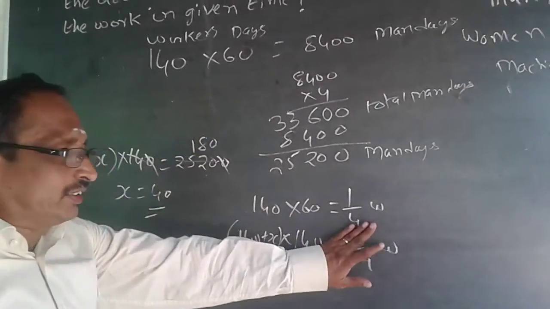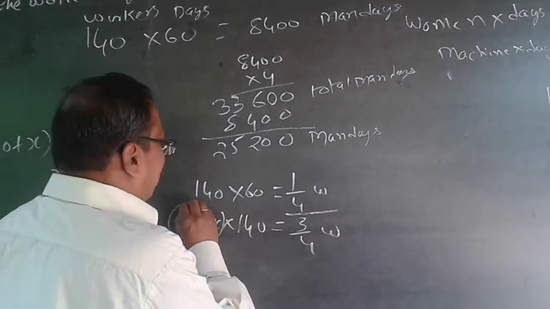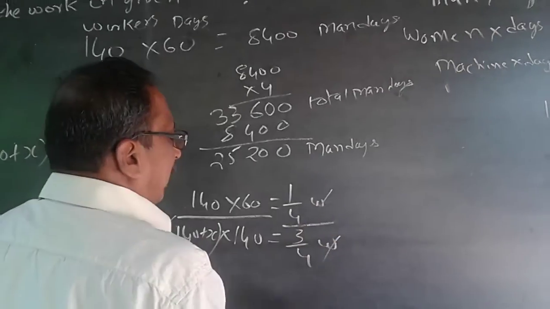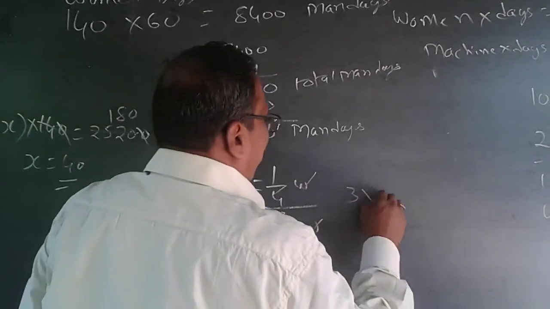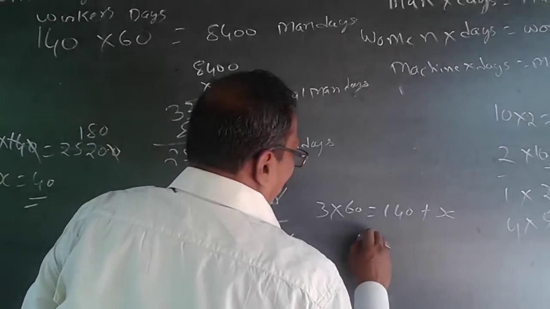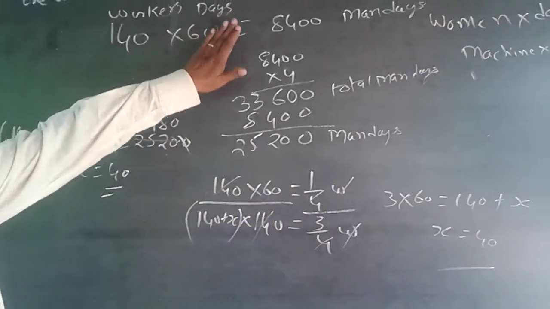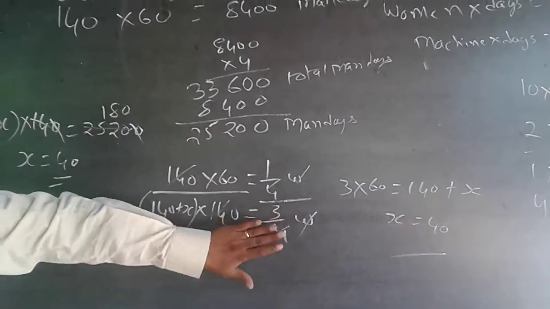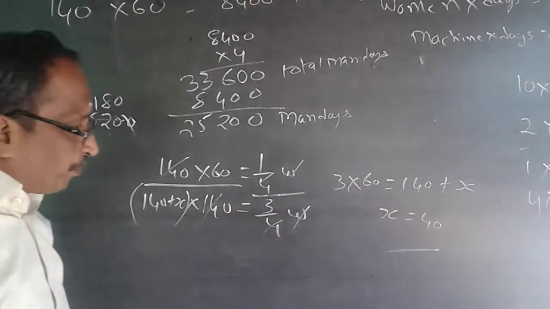Now I got two equations. The unwanted variable is W. So divide left hand side by left hand side, right hand side by right hand side. This W will get cancelled. 4 will get cancelled. This 140 will get cancelled. 3 into 60 will be equal to 140 plus X. X will be equal to 40. So this is the easier way of doing it. Once you understand what is exactly happening here, just a fraction of a second you can get your answer.